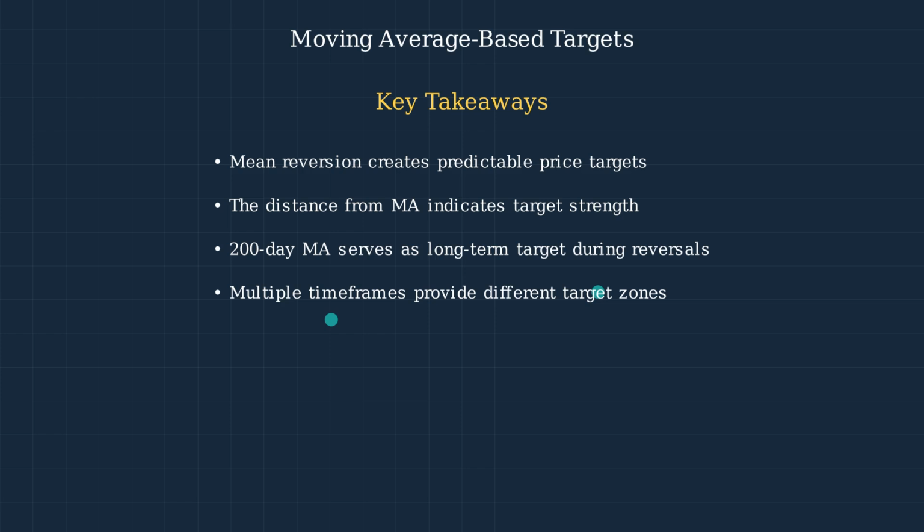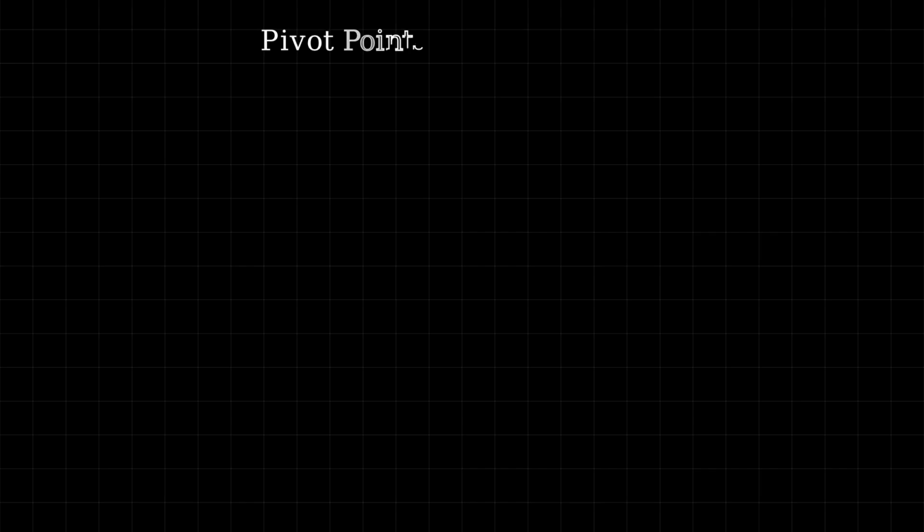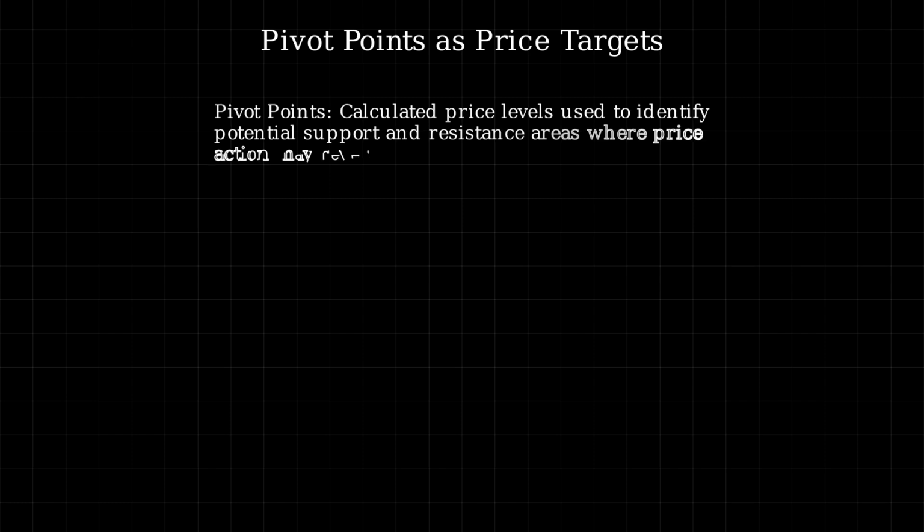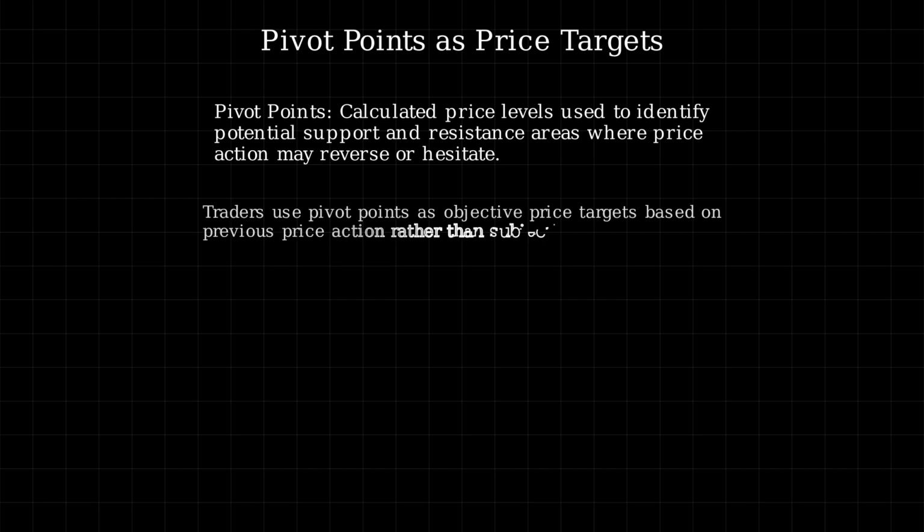Pivot points are technical analysis indicators used to determine potential support and resistance levels in the market. They are calculated price levels that help identify potential areas where price action may reverse or hesitate during a trading session. Unlike many other indicators, pivot points provide traders with objective price targets based on previous price action rather than subjective analysis.